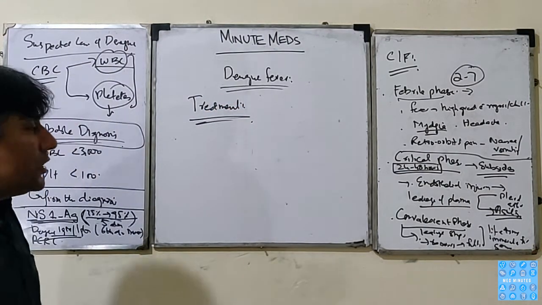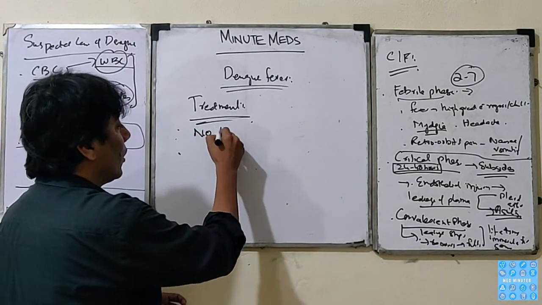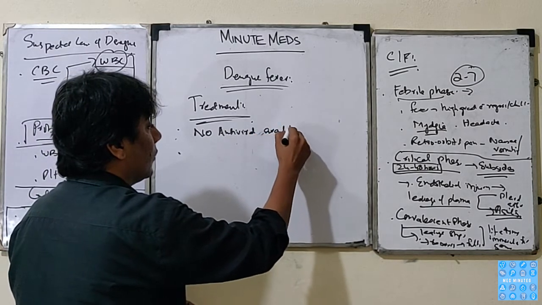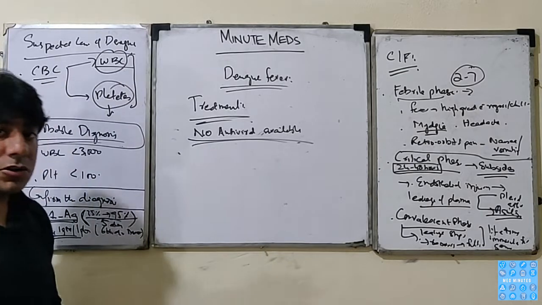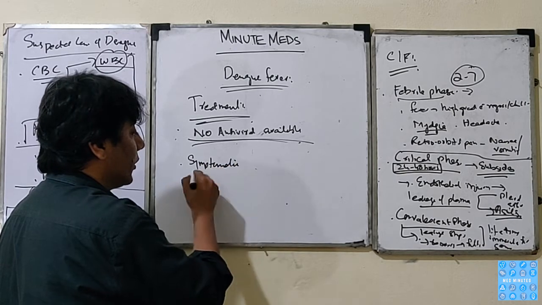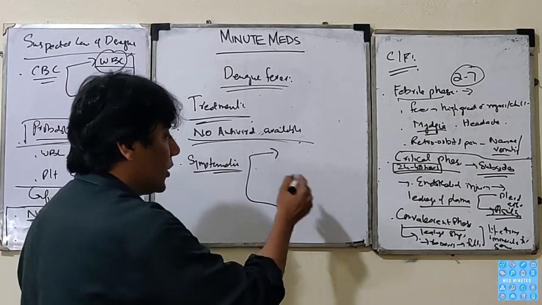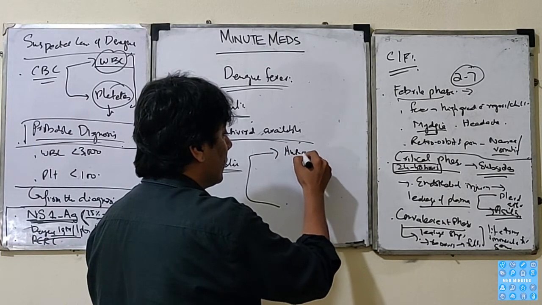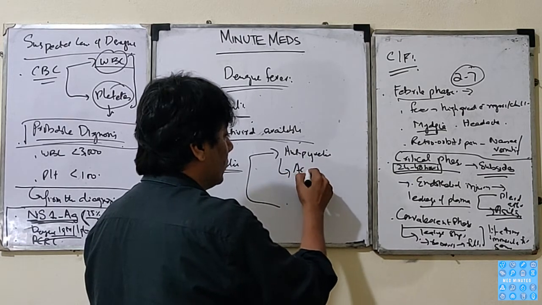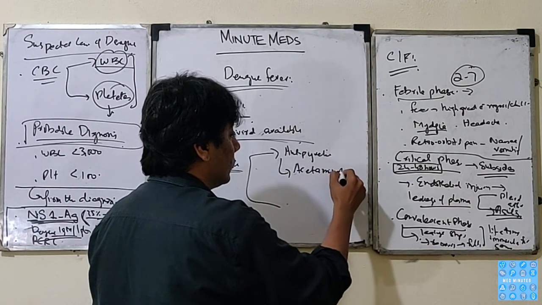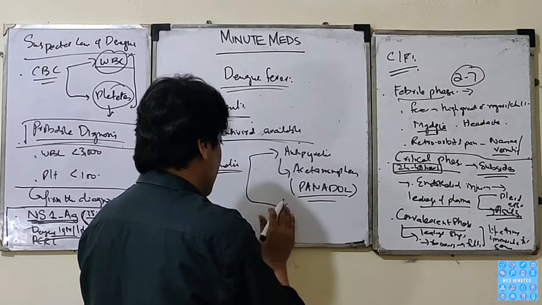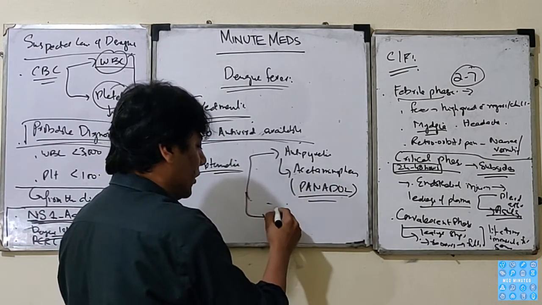Now, how to treat a patient with dengue fever? The first thing we need to know is that there is no antiviral available. Till now, the treatment is totally symptomatic. If the patient has headache or myalgias, we give antipyretics, and the drug of choice is acetaminophen, paracetamol, Panadol. If the patient has nausea or vomiting, then we give antiemetics.